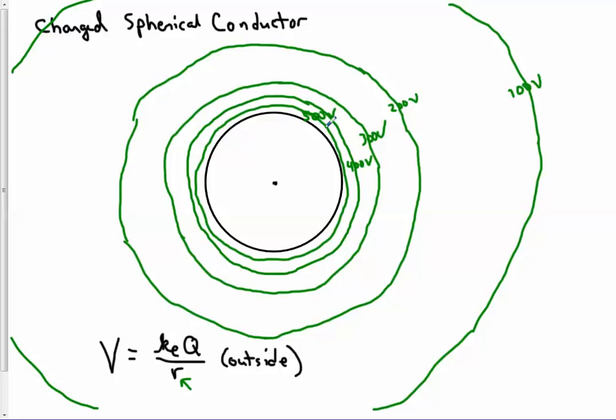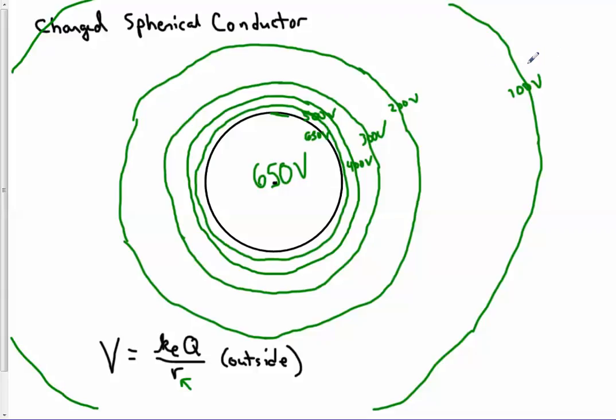Now what happens once you get to the sphere and then on the inside? Well, let's say that right at the surface, I won't draw the circle, right at the surface is 650 volts. What we just learned is that for any conductor, the V is constant all throughout. So actually the whole thing would be 650 volts.